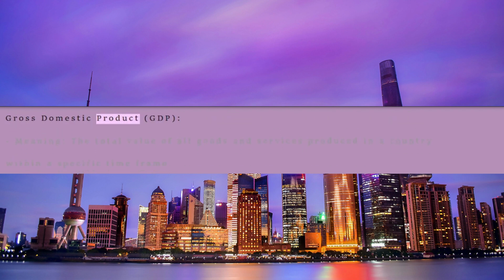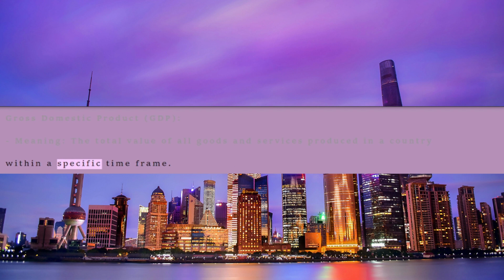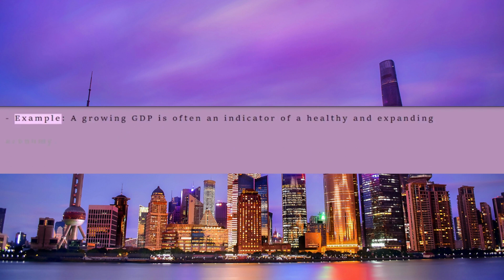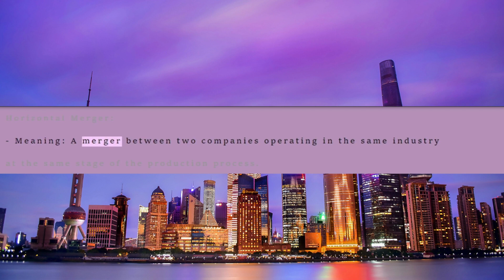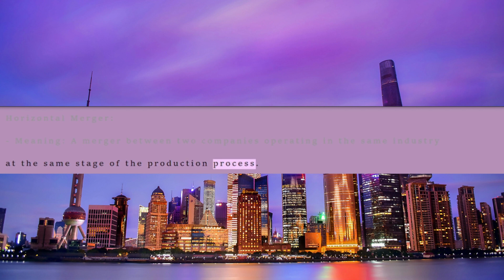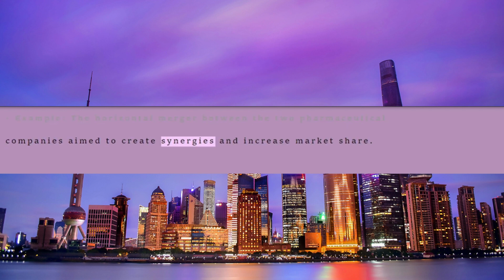Gross domestic product, GDP. Meaning, the total value of all goods and services produced in a country within a specific time frame. Example, a growing GDP is often an indicator of a healthy and expanding economy. Horizontal merger. Meaning, a merger between two companies operating in the same industry at the same stage of the production process. Example, the horizontal merger between the two pharmaceutical companies aimed to create synergies and increase market share.